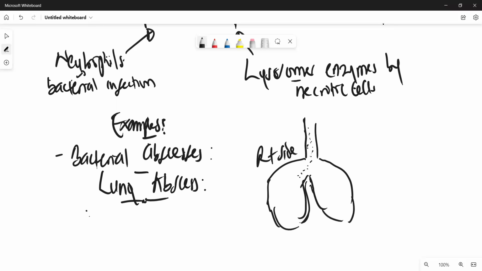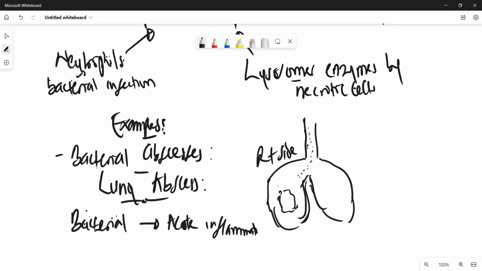So let's say somebody has bacteria, they aspirated into their lungs, and some of those bacteria get into their lung, right? So those bacteria in the lung in that area can now create acute inflammation in the lungs. So that could lead to acute inflammation.